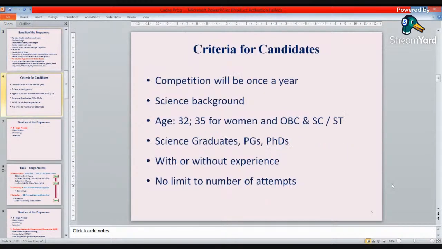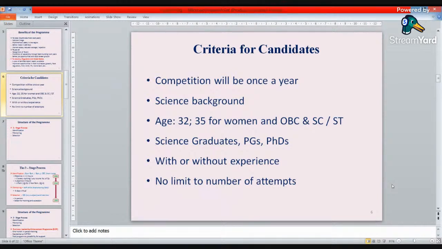So who can participate? First of all, you should know that this competition will be held once a year. People with a science background, you should be a science graduate, or a student in the final year of your graduation, a postgraduate, a PhD, in service or not in service, you may be a fresher. As long as you are 32 years or below, you are eligible to compete.